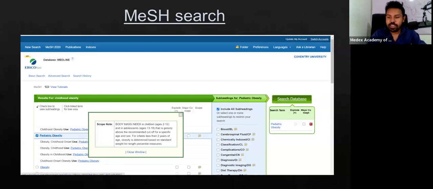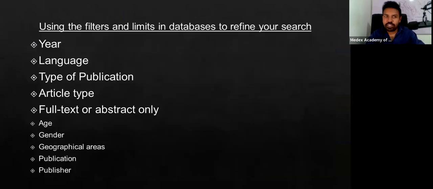So only you will get articles related to myocardial infarction. It's like that, simply. Later you will learn a little bit more about that, right? So finally, using filters and limiters, the database can be refined. This is also another important aspect. While you are doing the database search, I will search one thing from PubMed and show you. You will learn a little bit more during the theoretical aspects in the physical sessions also.